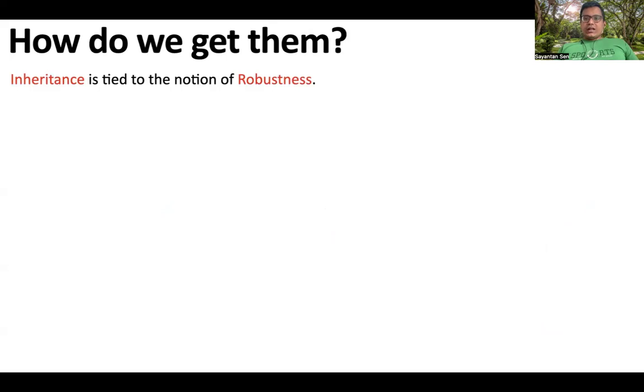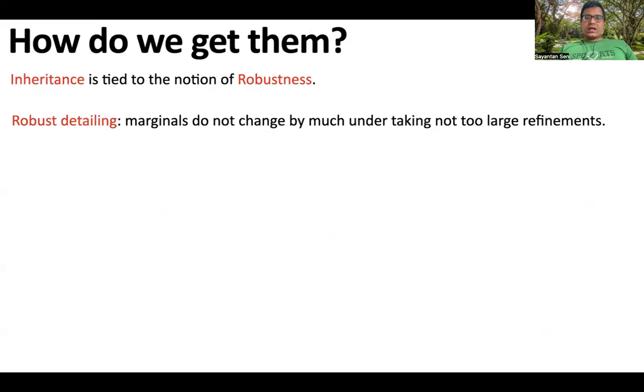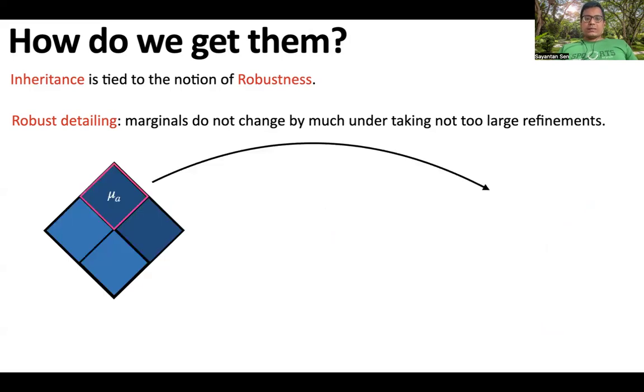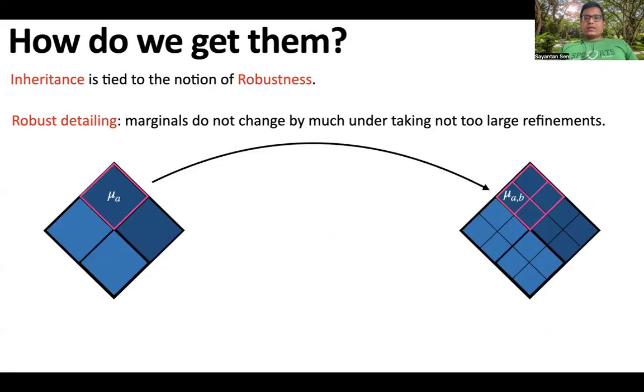And the notion of inheritance turns out to be tied to the notion of robustness. This is akin to the notion of robust partitioning in the regularity lemma for graphs. We call a detailing a robust detailing if the marginals of the detailing don't change too much when we take bounded size refinements. For example, in this refinement of μ_a to μ_ab, we will call it a robust detailing if these probabilities remain close to each other.